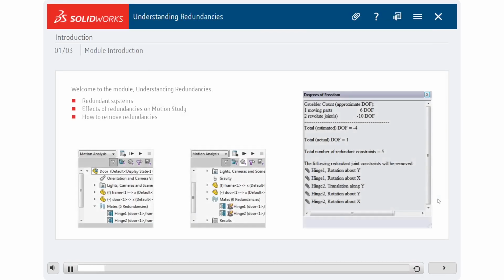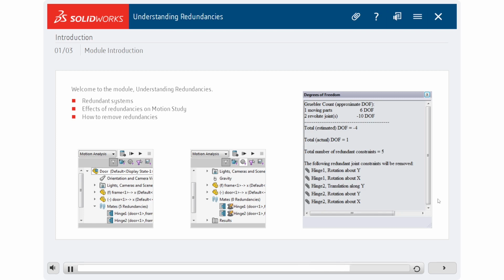Welcome to the module Understanding Redundancies. In this module, you will learn about redundant systems. A redundant system is a system with redundant constraints, or in a simple way, over-constrained systems. Redundant constraints occur when more than one mate constrains a specific degree of freedom on a part.